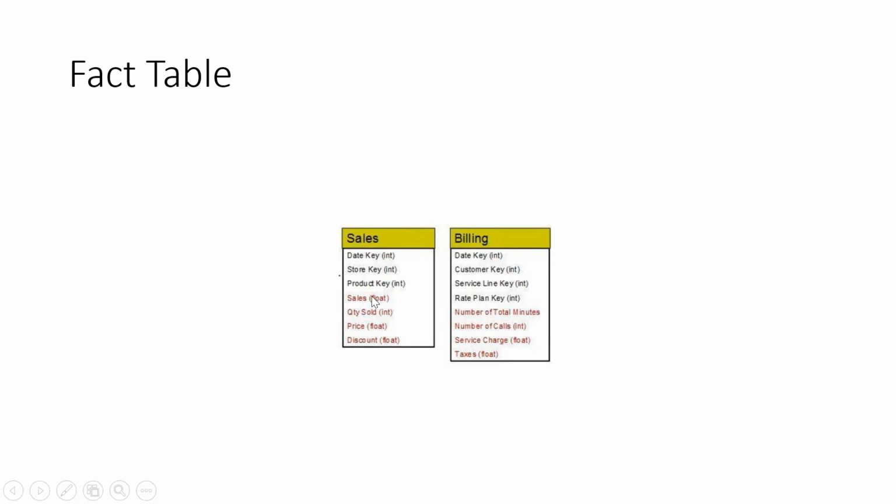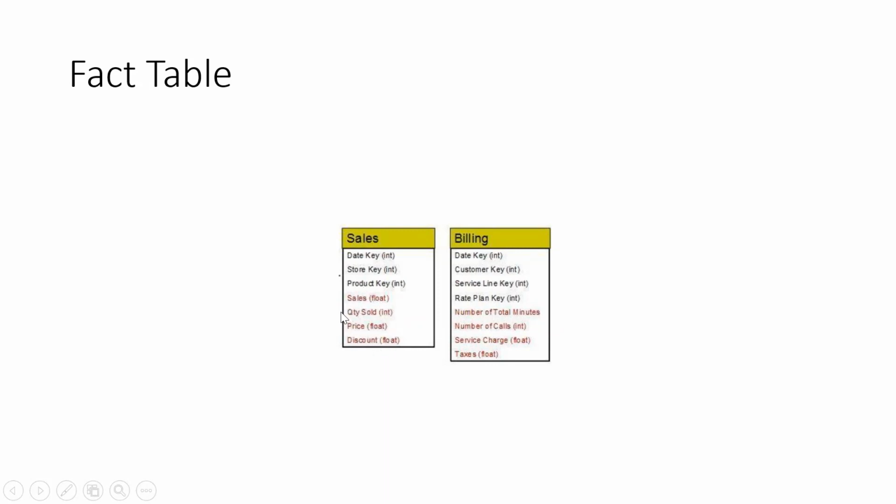We can see now in the fact table, the red color highlighted columns. There is a sales table we have created at the data warehouse. The red highlighted columns are fact information. You can read them out. Sales, quantity sold, price, discount. The data types are also mentioned over there. Sales can be floating type. Quantity sold can be integer. Price can be float type. Discount can be float type.